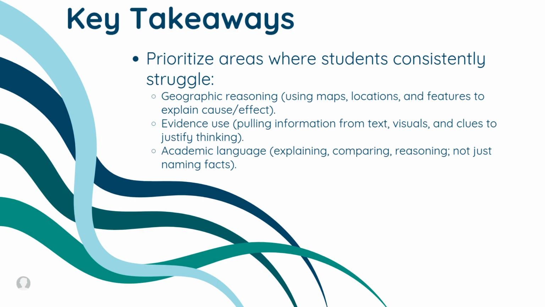Next, we have evidence use. This is about gathering information from text, visuals, and clues to back up your thoughts. It's not just about what you read, but how you interpret and justify that information. Finally, there's academic language. Students need to move beyond just naming facts. They should be explaining, comparing, reasoning. This builds a deeper understanding and helps them communicate their ideas effectively.